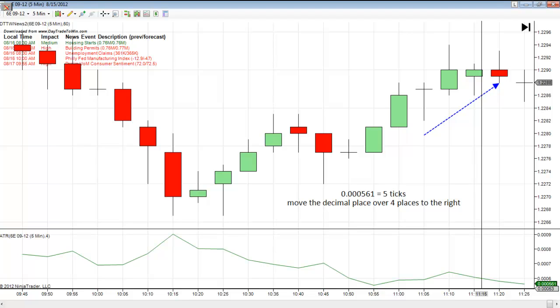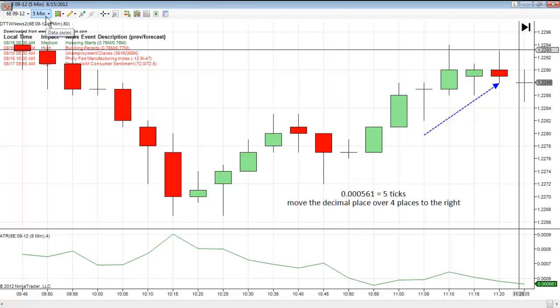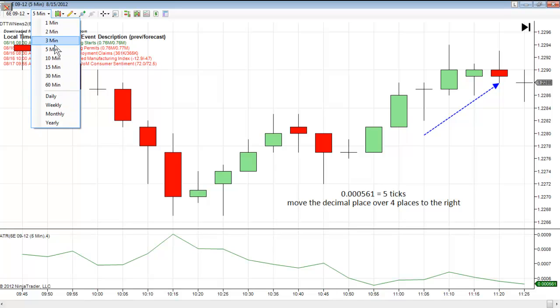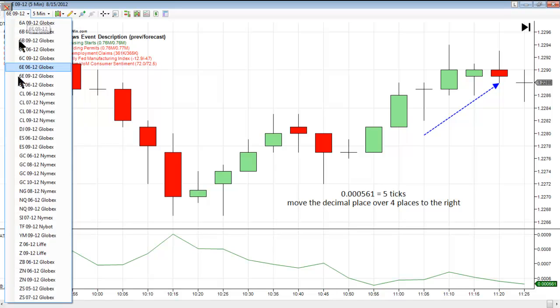So for currencies, you move the decimal place over 4 places to the right, and you have the equivalent of ticks. On E-mini, it's calculated in points. On oil and gold, you move the decimal place, I believe, 2 places to get the tick increment. Okay. So let me go back to the E-mini S&P to show you a little bit more on this.